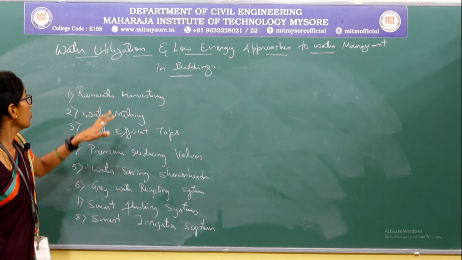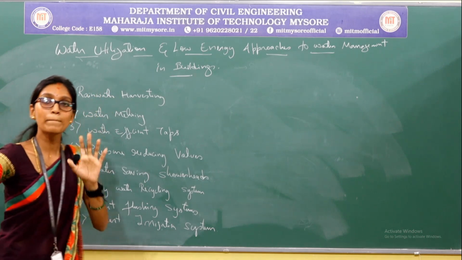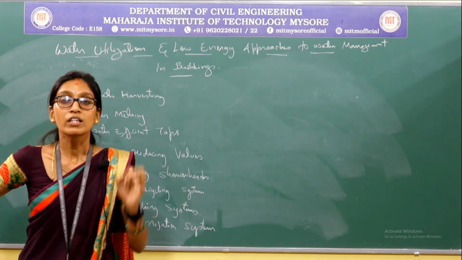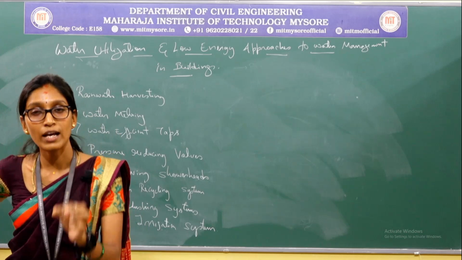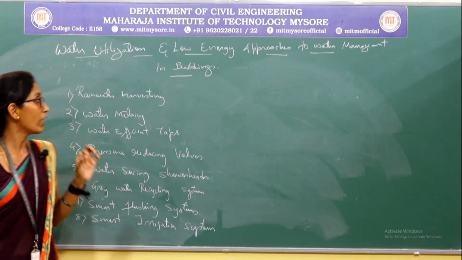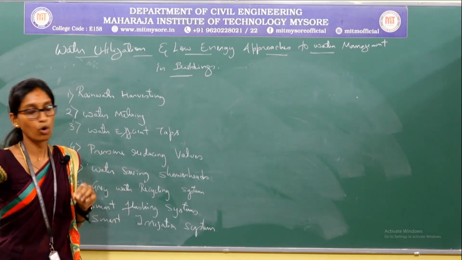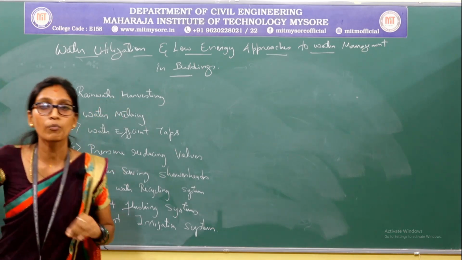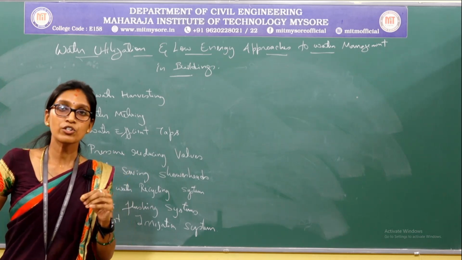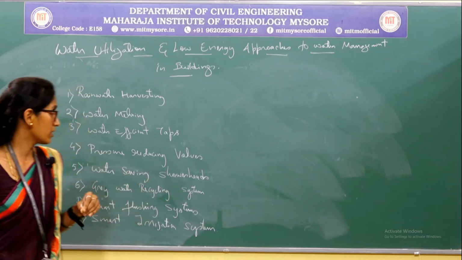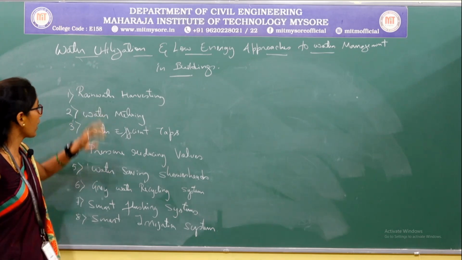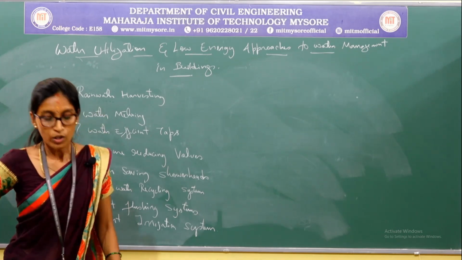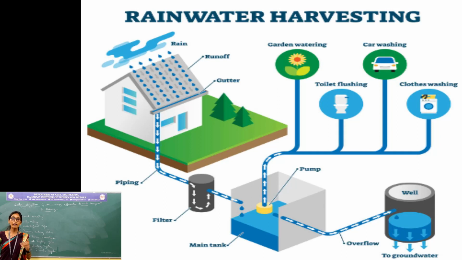Okay, so now we have got many methods through which the energy utilization can be lowered when I am going to use the water. The first method of the low energy approach towards the utilization of water is rain water harvesting. You might have heard about rain water harvesting from your secondary school, right?